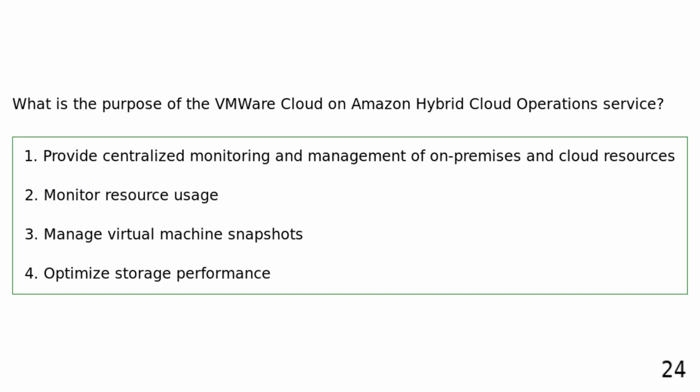What is the purpose of the VMware Cloud on Amazon Hybrid Cloud Operations Service? Provide centralized monitoring and management of on-premises and cloud resources. Monitor resource usage. Manage virtual machine snapshots. Optimize storage performance.